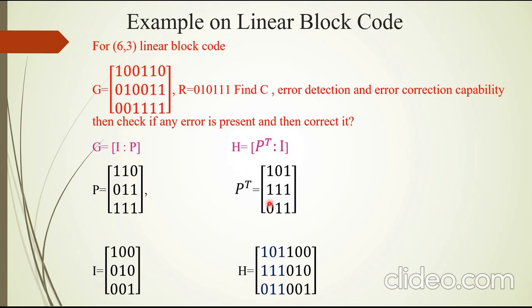So it will be 101, 100, 110, 011, 001. So this is P transpose and this is I, because H equal to P transpose I. So here it is P transpose and here it is I.